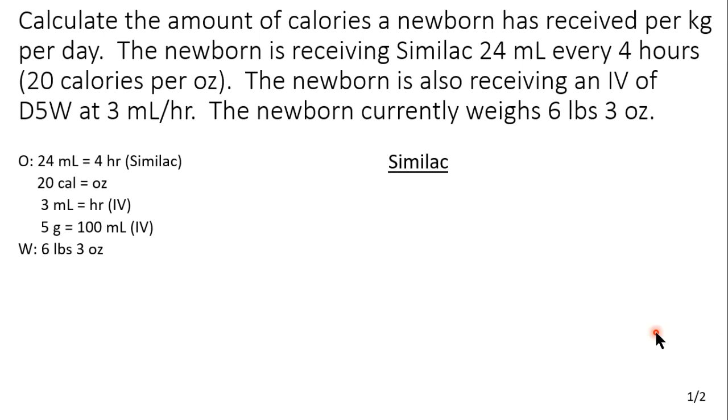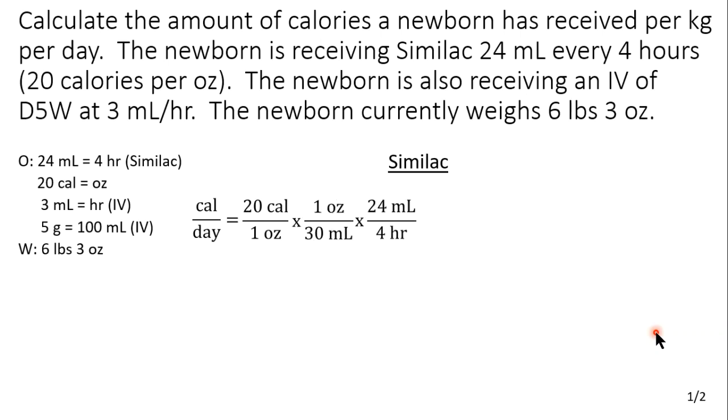So first for the Similac. We are looking for calories per day. So we put calories per day equals calories on top, so 20 calories per ounce. Our rate is in milliliters, so we have to use the conversion factor between ounces and milliliters. So times 1 ounce is 30 milliliters times the 24 milliliters over 4 hours. Since we want our answer in days, then we multiply times 24 hours per day. We check our units. The ounces, the milliliters, and the hours cancel out, and we are left with the calories per day, which we want.